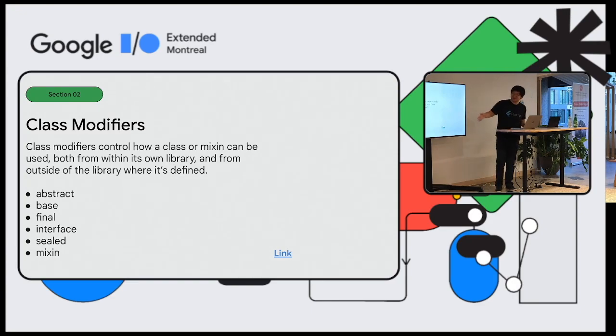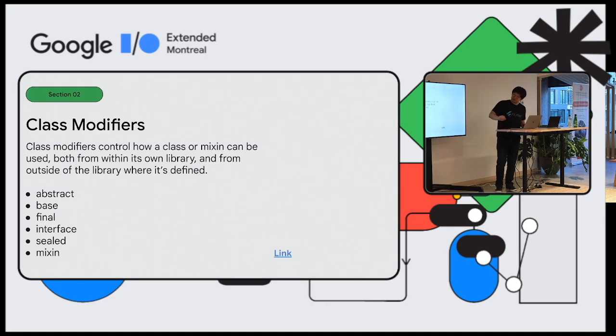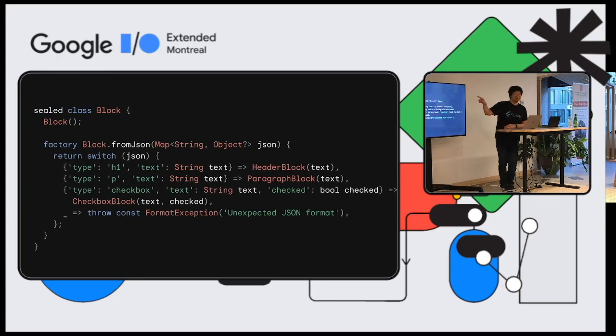I'm not going to explain everything, but I'm going to show you a demo for the sealed class. Later, if you want to see more detail, I put in the link, so when you get the slide, you can go there and see the detail. So, sealed class example. Basically, what a sealed class does is make classes act like an enum. Let's say header block extends block, paragraph block extends block, and the same thing for the checkbox. And the block is actually a sealed class, meaning that they are all in the same family, right?